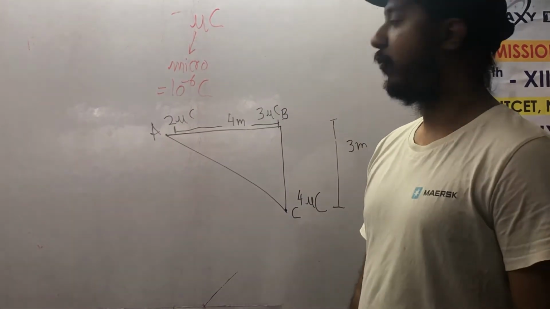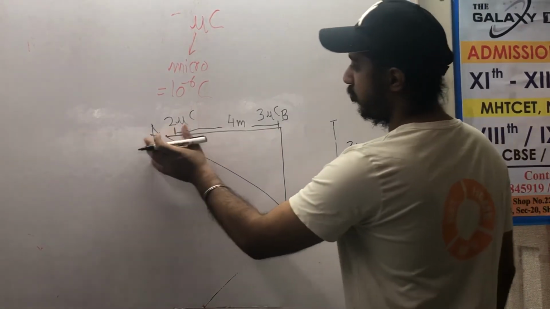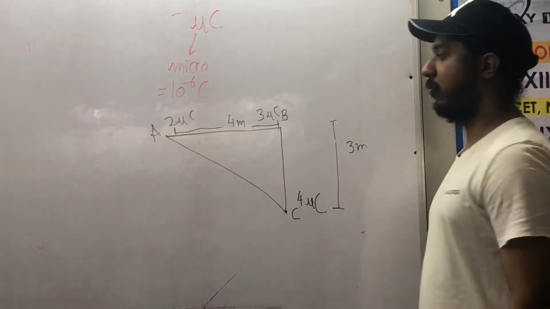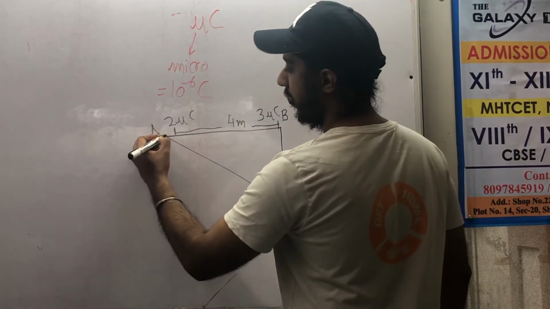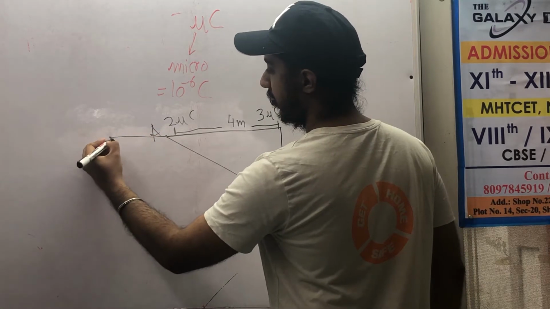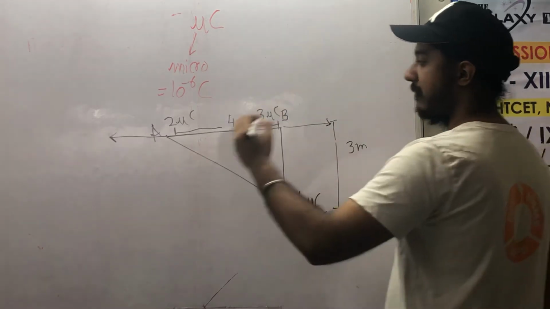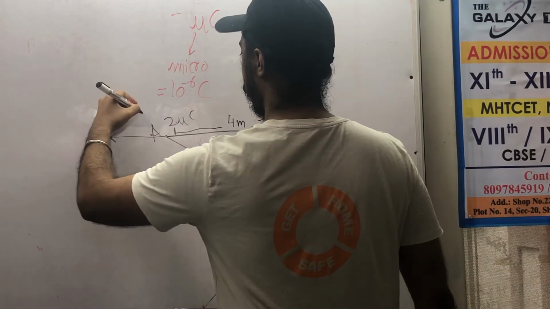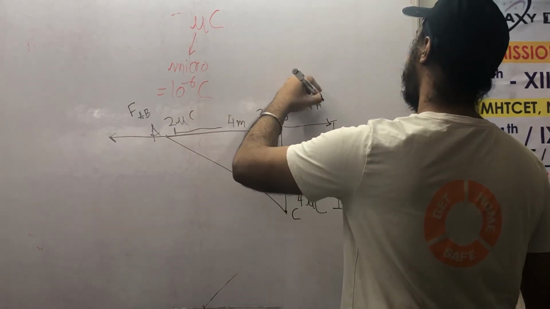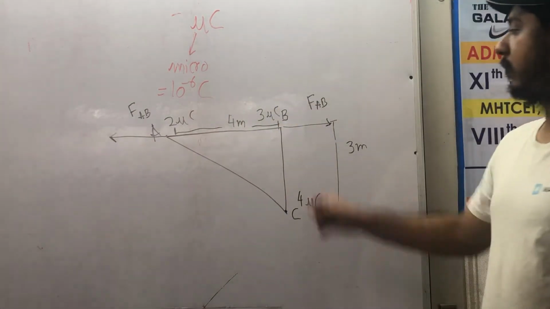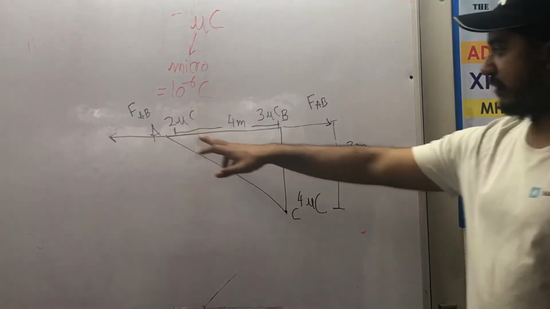Okay, so the force acting on A due to these two charges, 2 microcoulomb and 3 microcoulomb, what will be the force? We will try and find out, but which direction will it be? It will be somewhat like this. Yes, repulsive in nature. I will name this FAB. What does this mean? Force acting on A due to B. Okay, now we will go further. This is the first force that is acting.